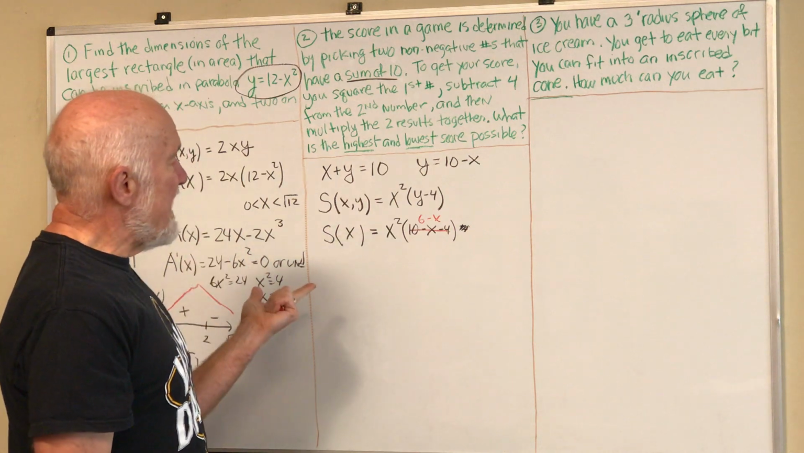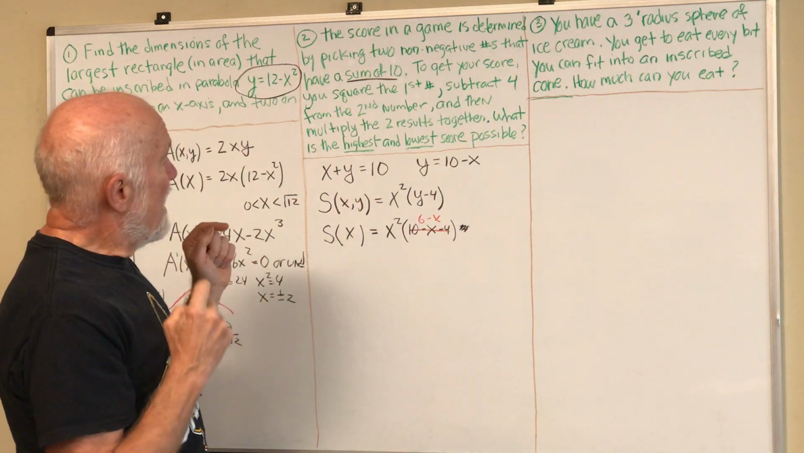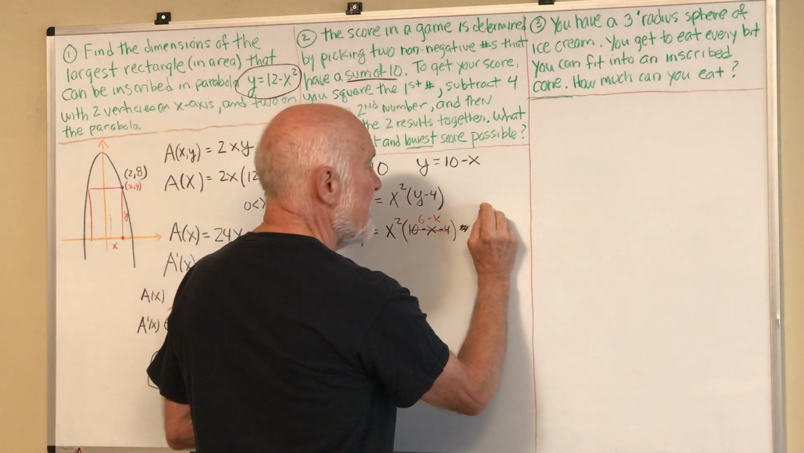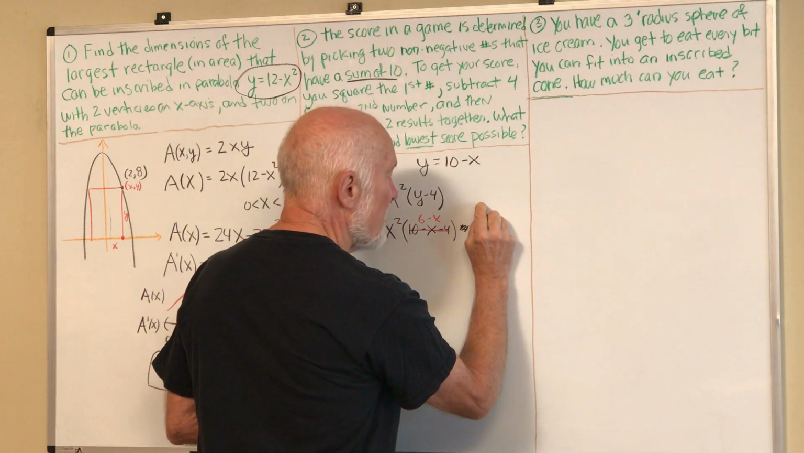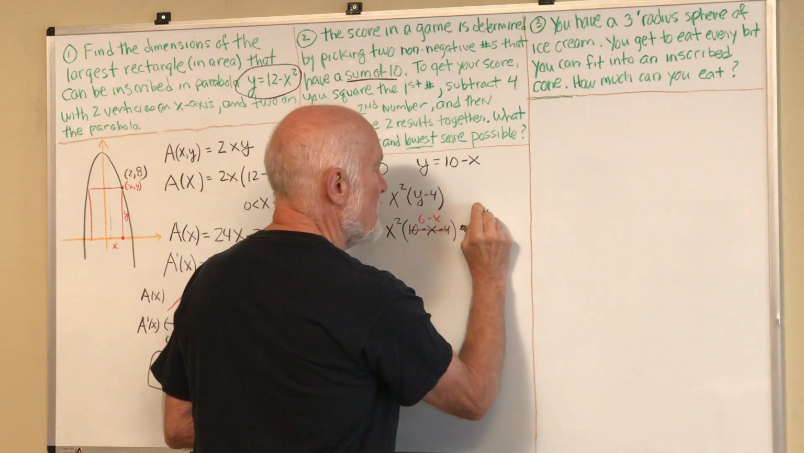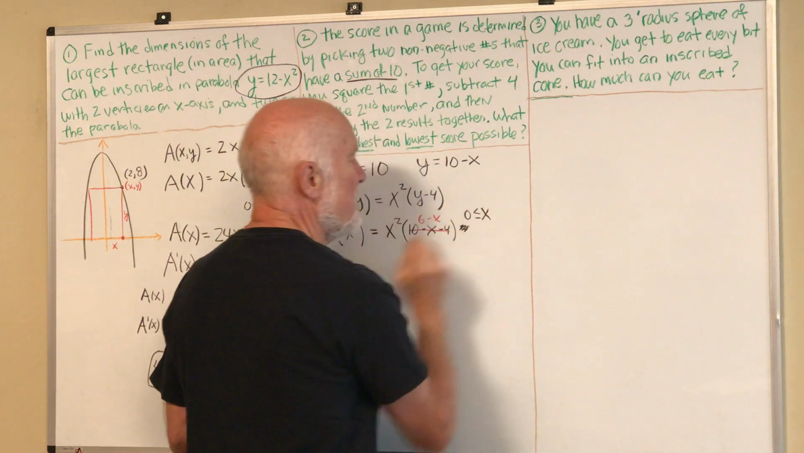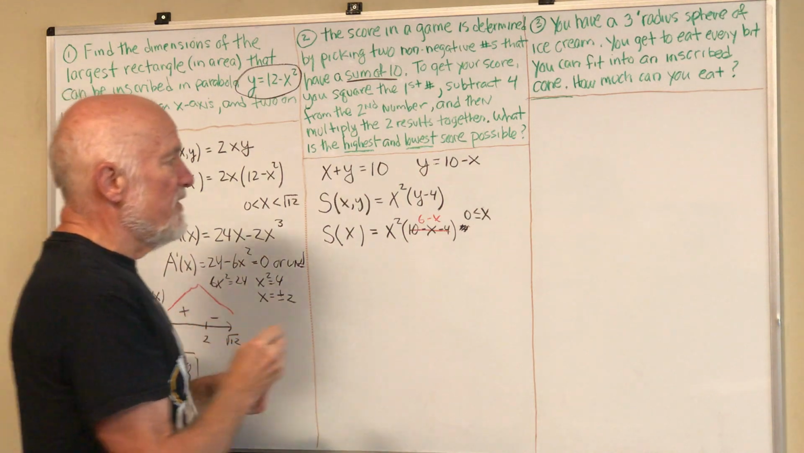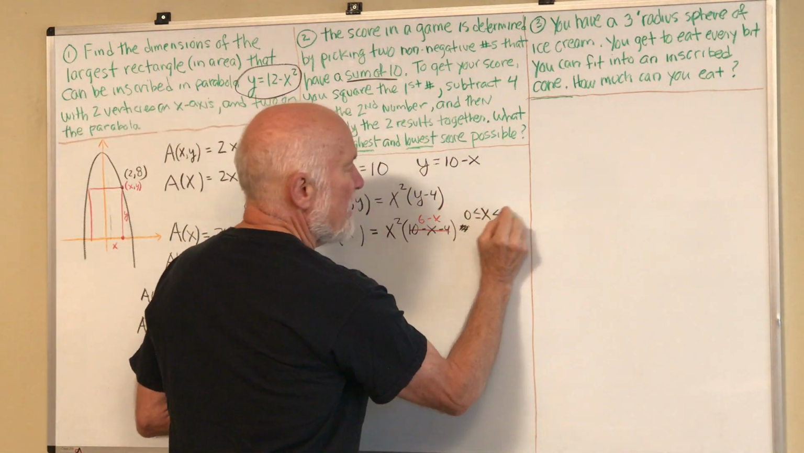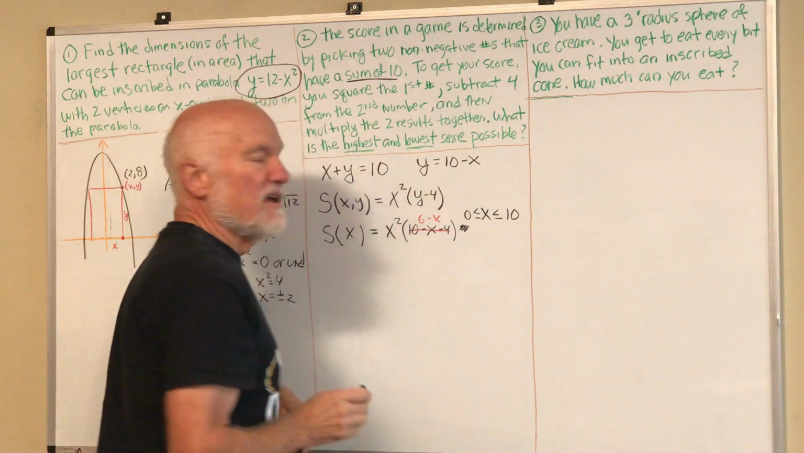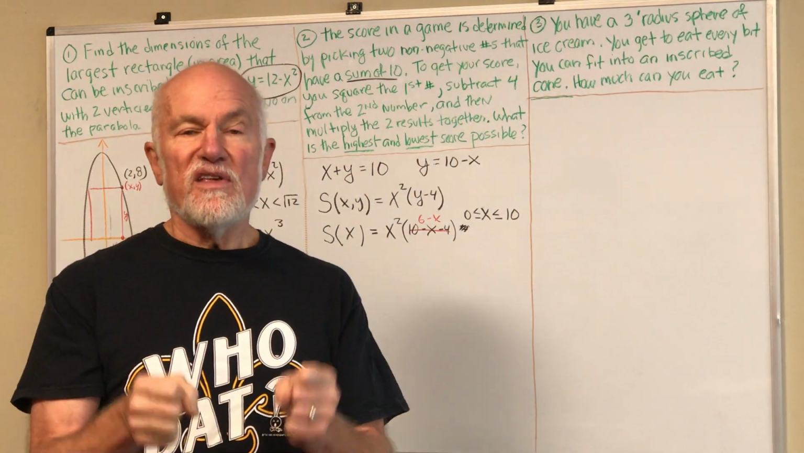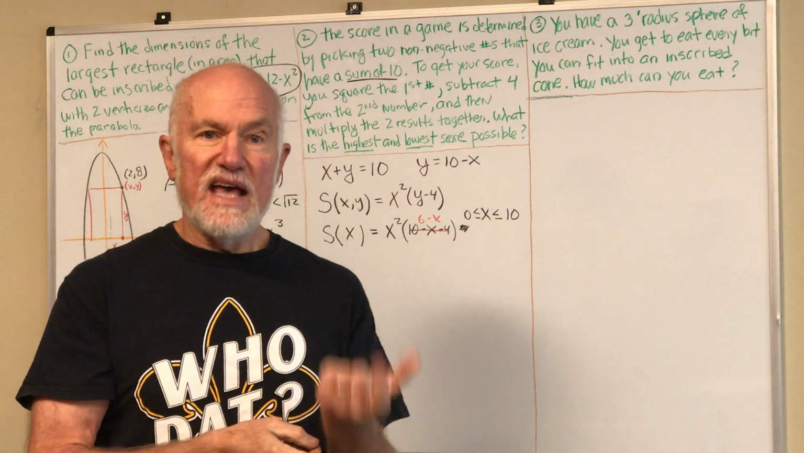And what's our domain? Well, x has to be non-negative. It can be 0. Non-negative doesn't necessarily mean positive. It just means it has to be greater than or equal to 0. And if y is also non-negative, x has to be less than or equal to 10. So this time we really do have fixed numbers as endpoints, 0 and 10.